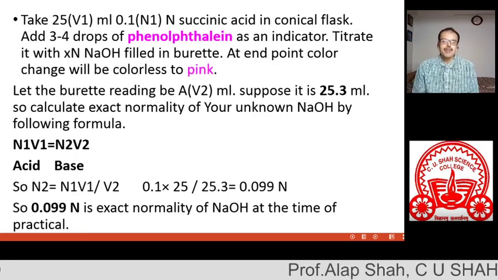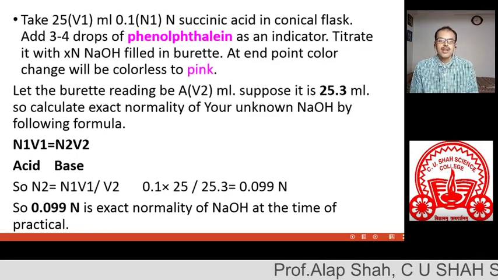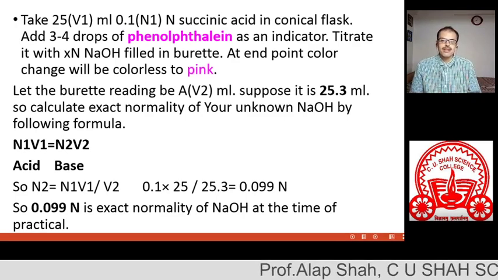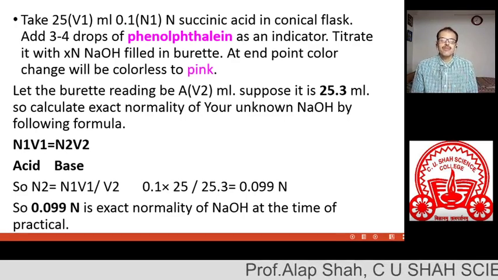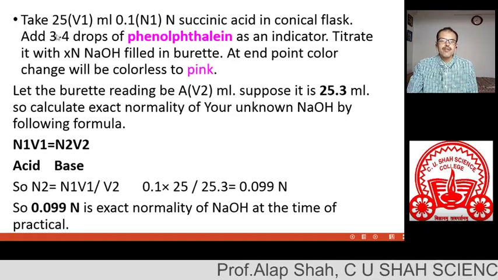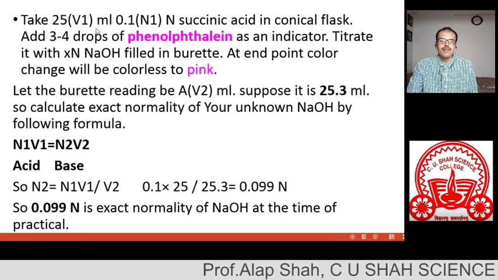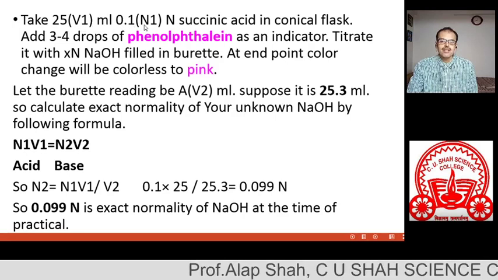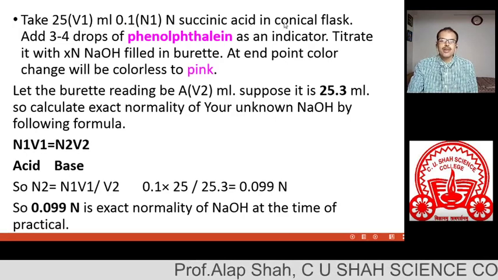And in the final part, to determine the normality of the NaOH solution, first we pipette out 25 ml, let us say V1, of 0.1 normal N1 succinic acid into the conical flask.